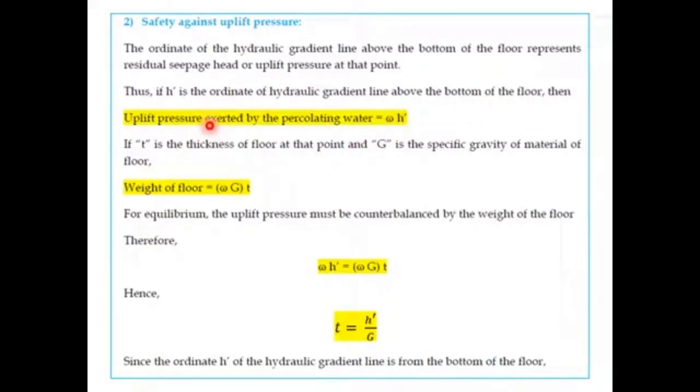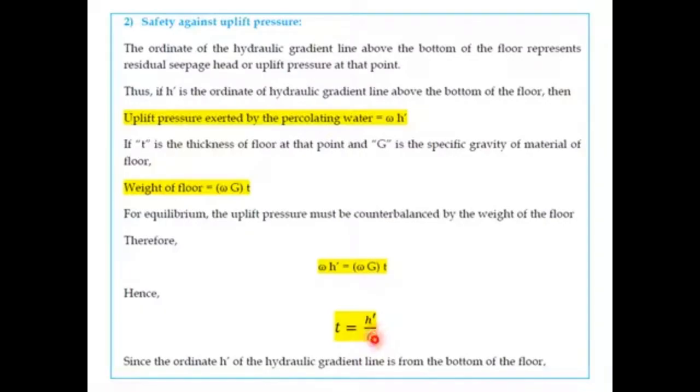So this uplift pressure has to be resisted by the weight of the floor. So the weight of the floor is the specific weight of water into G, the specific gravity of the material, into the thickness T. So for equilibrium, the uplift pressure must be counterbalanced by the weight of the floor. Therefore, the uplift pressure has to be equal to the weight of the floor. Hence T can be written as, the specific weight gets cancelled out.